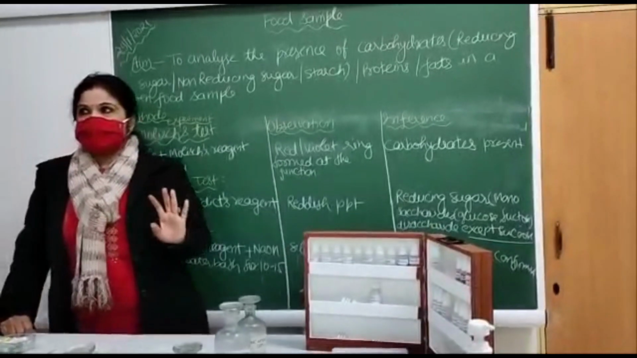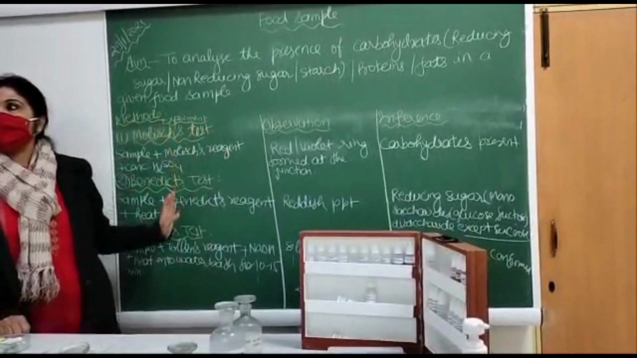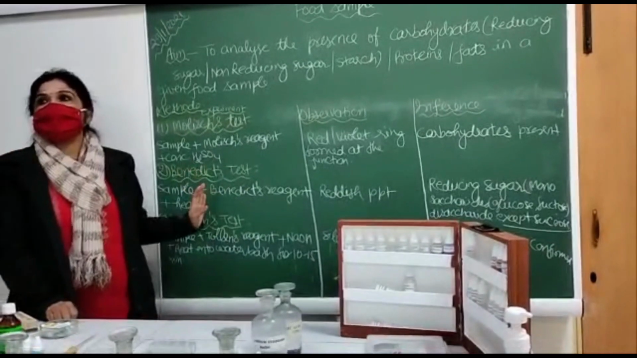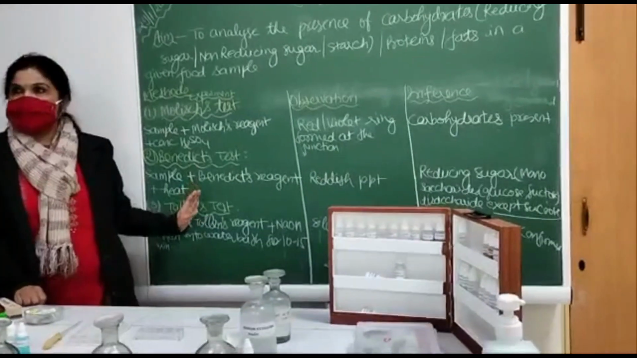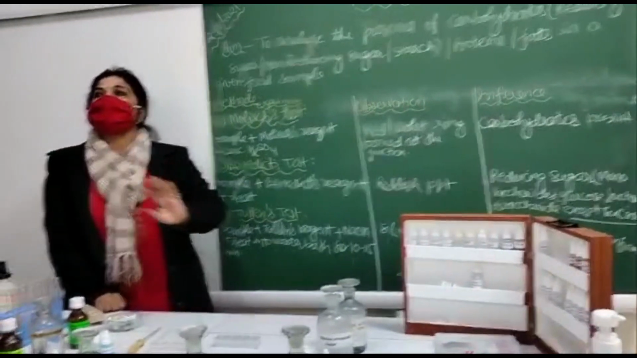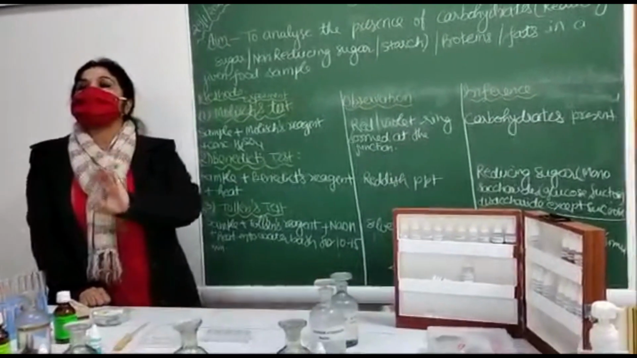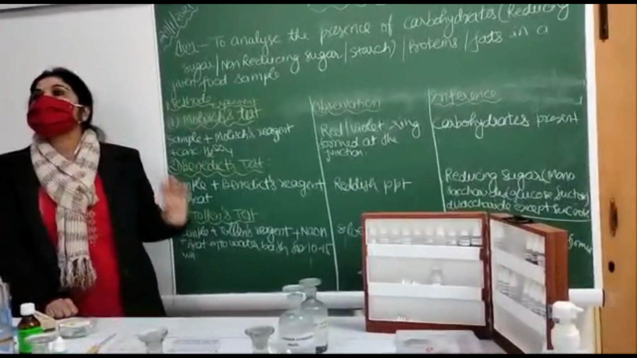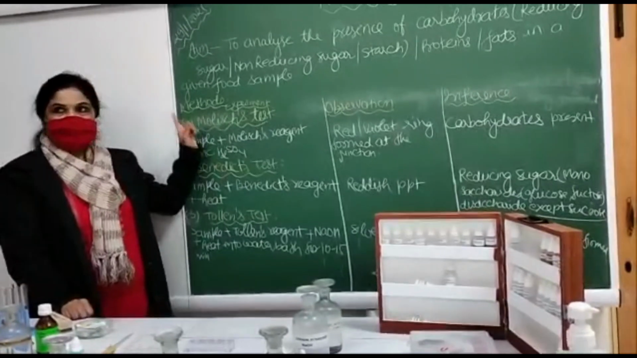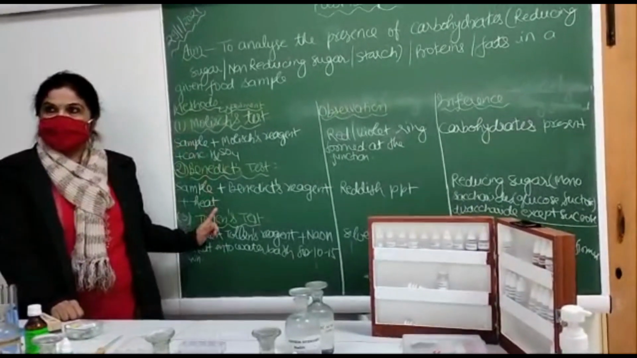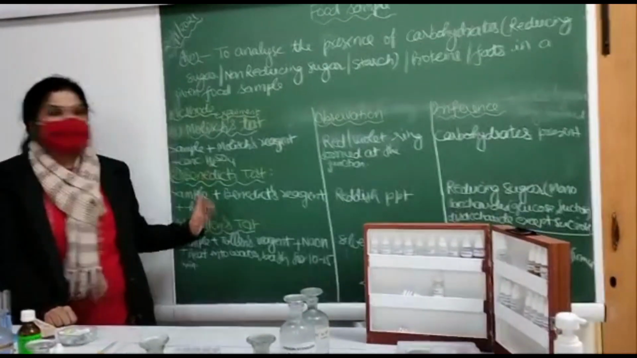So now what is the procedure? How to do the food sample systematically, that is also very important. If you do it in a systematic way, you will hardly take 10 to 15 minutes to analyze any unknown food sample. Right? So what is the procedure? These are the ways to do the practical of food sample.